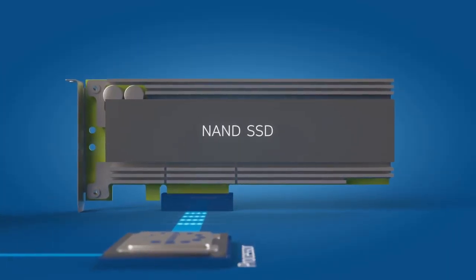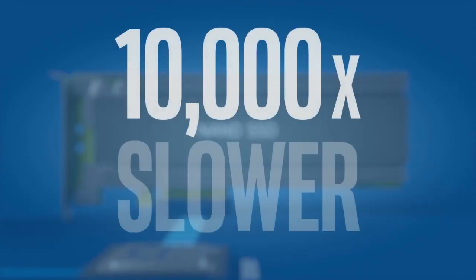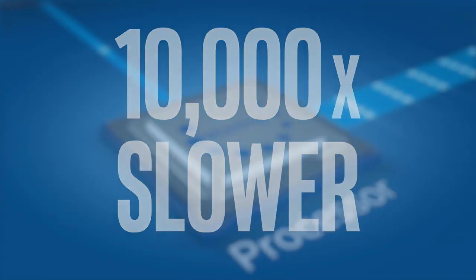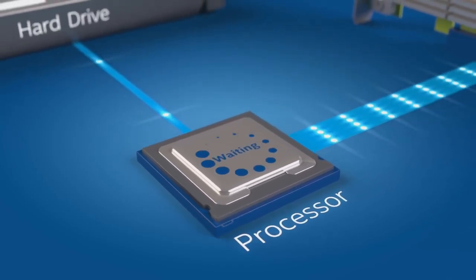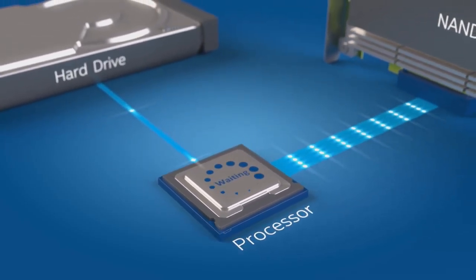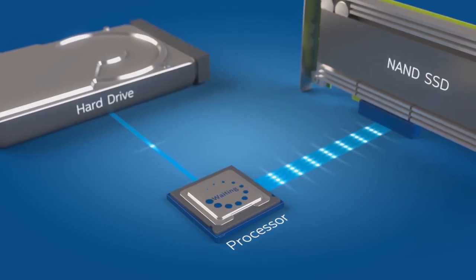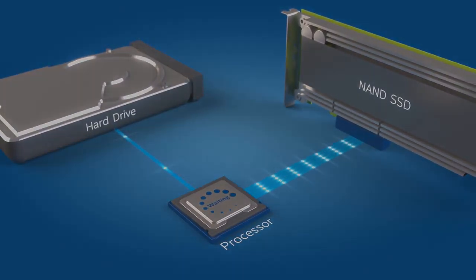Even today's fastest storage memory is roughly 10,000 times slower than the fastest CPU memory, resulting in a performance-crushing penalty each time data is accessed from storage. We desperately need faster storage memory.